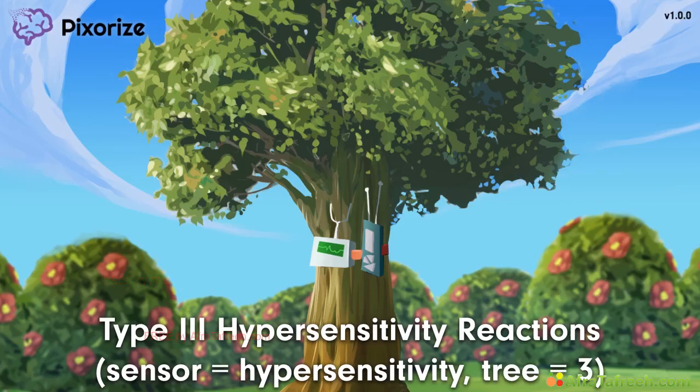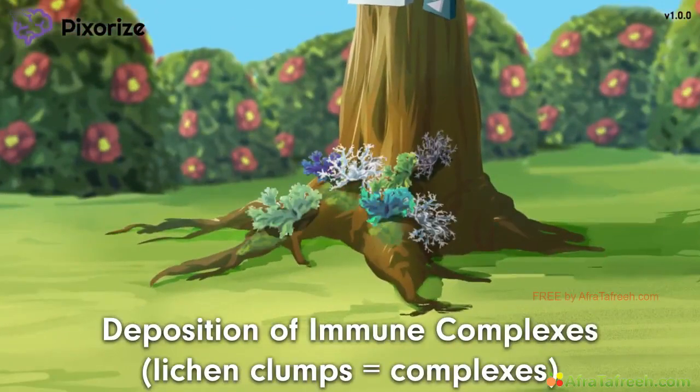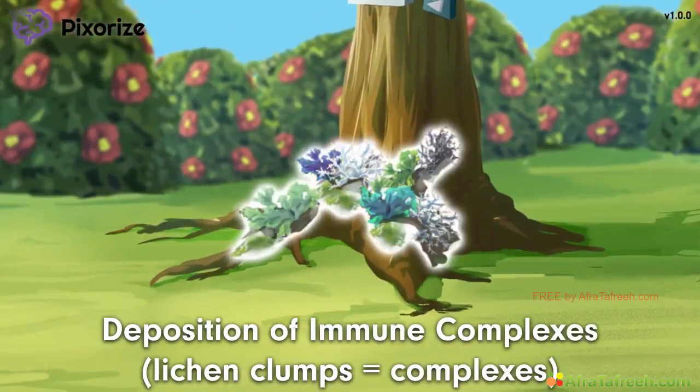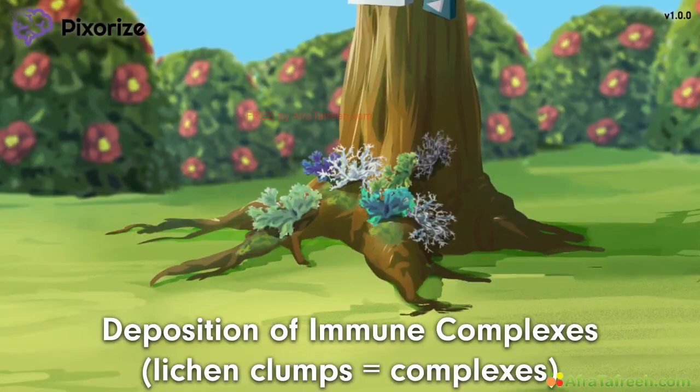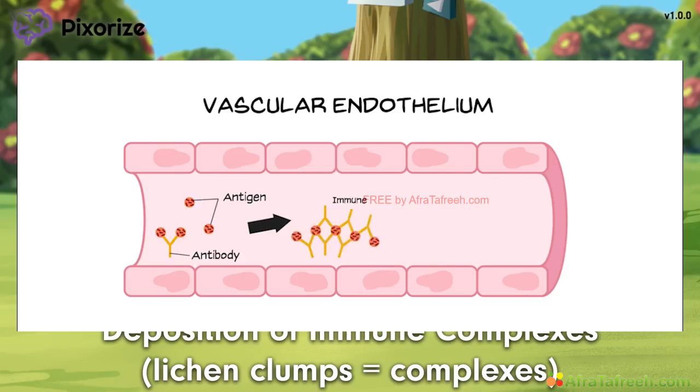Type 3 hypersensitivity is a type of undesired immune response in which the immune system causes unnecessary damage. Let's explore why this happens. See those clumps of lichen growing on the tree trunk? These lichen spores just kind of fly around until they deposit on trees and grow. By the way, these lichen clumps remind me of immune complexes, since immune complexes are essentially clumps of antibodies bound to antigens circulating in the bloodstream.